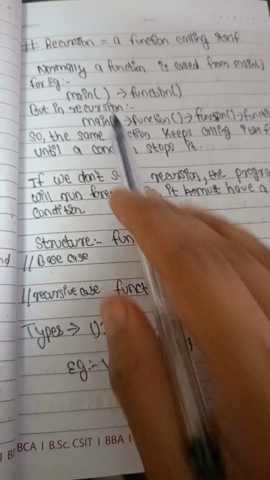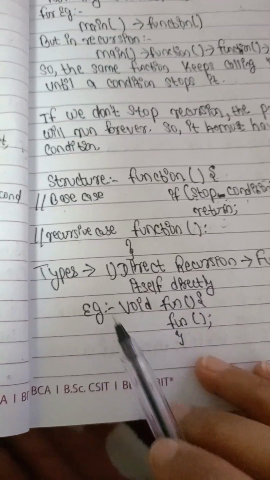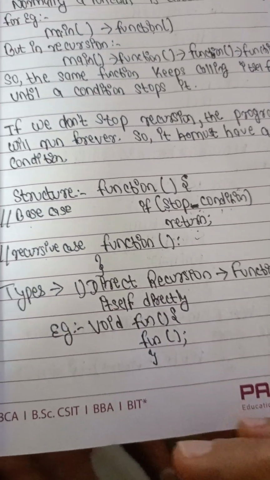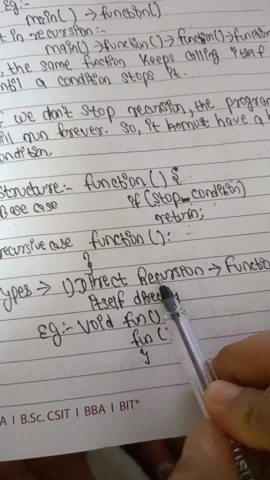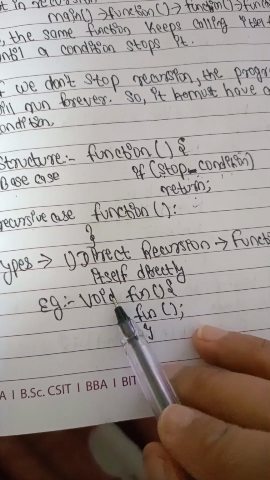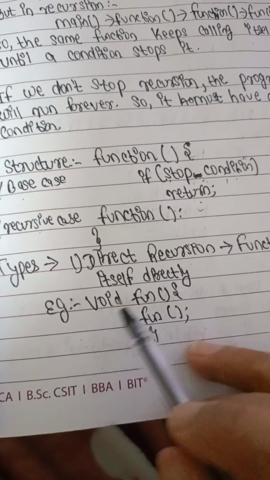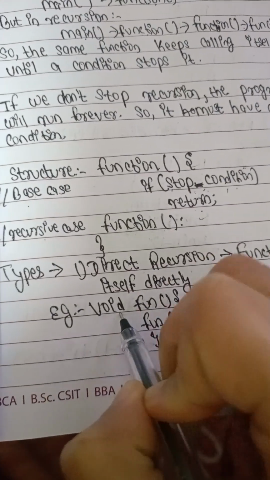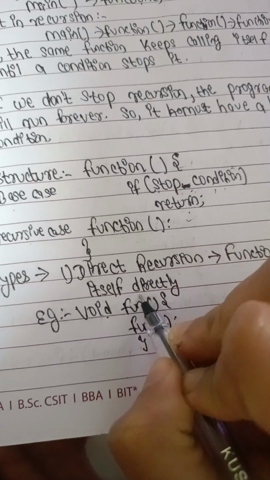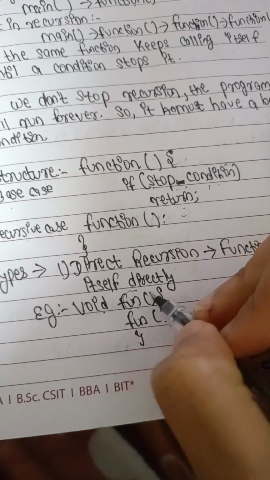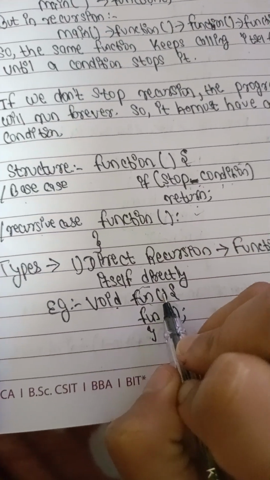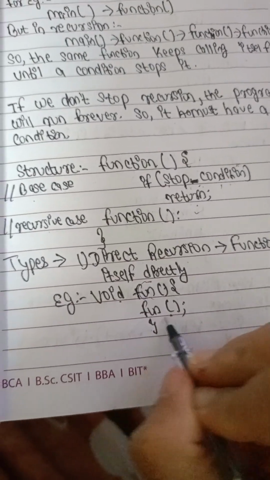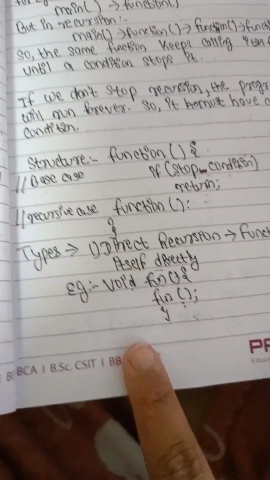So normally recursion has four types. The first type is direct recursion. Direct recursion means a function calling itself directly, right? Let's see the example. Void means what? We'll discuss it later. Here void means the function never returns a value to its caller. And fun means the function name, and inside it will be a parameter, right? Now here we are calling the function itself directly. So this is our direct recursion.